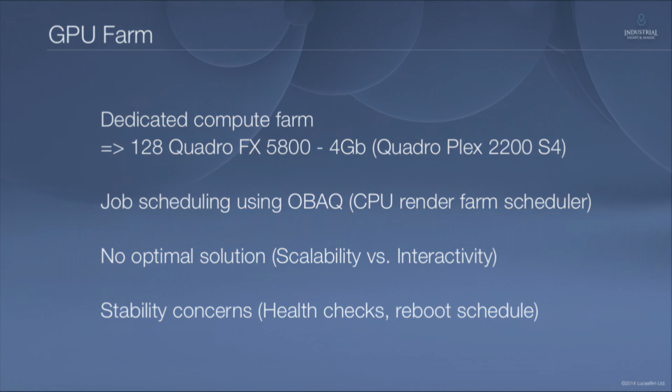They're like 2 or 3 generations behind, and we're thinking of upgrading this. They're actually Quadroplex 2200, so there's like 8 boards in each, so 2 Quadroplexes in each workstation, in each of the render farm machines. The scheduling is done through our award-winning software ObaQ. That's the CPU render farm scheduler. And we haven't really found an optimal solution to balance scalability and immediacy.